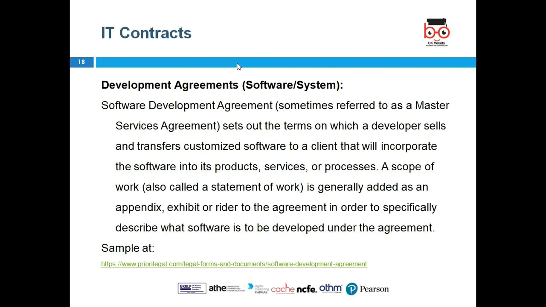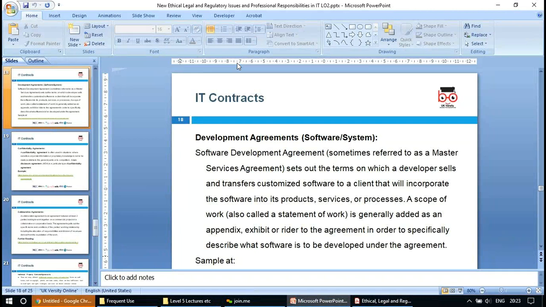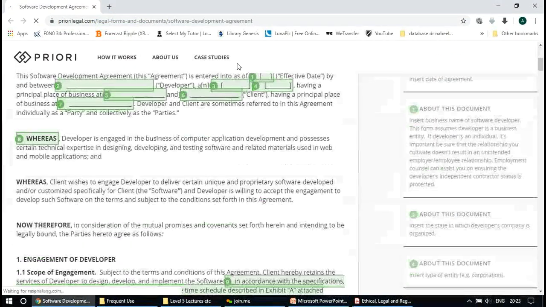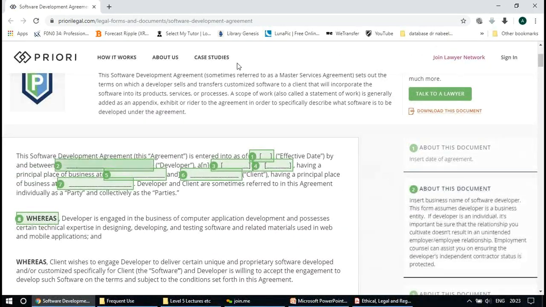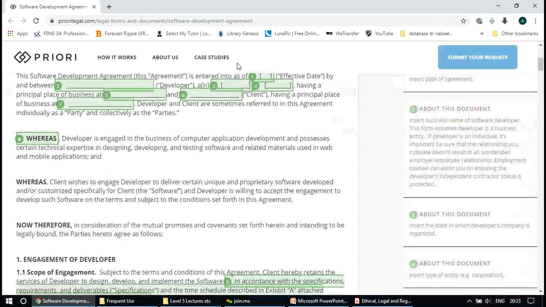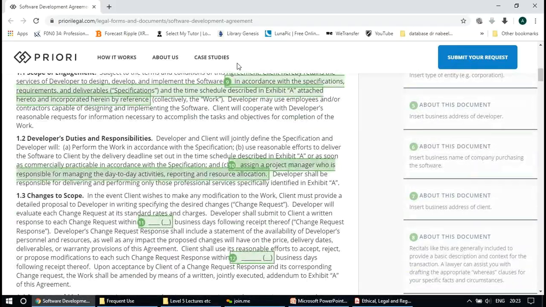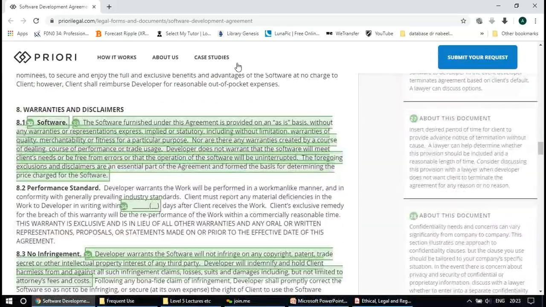Then regarding IT, the development agreements. A software development agreement is sometimes referred to as a master service agreement. It sets out the terms on which the developer sells and transfers customized software to a client that will incorporate the software into its products, services, and processes. For example, this software development agreement is entitled as this, the effective date is this, and the developer is this, between two bodies, and the scope and the duties are mentioned. It's one sample agreement.